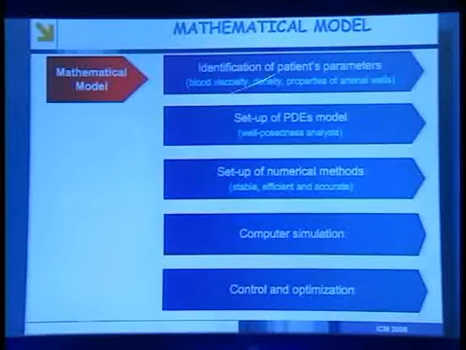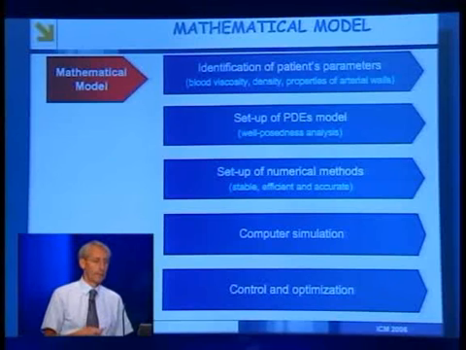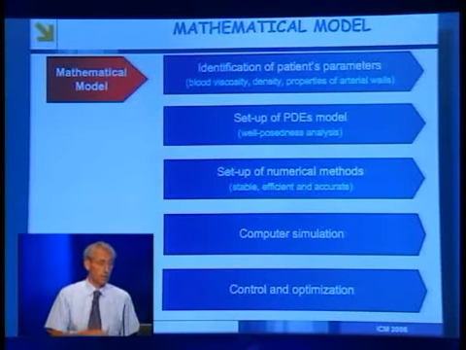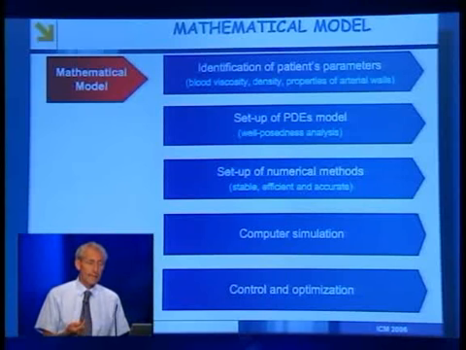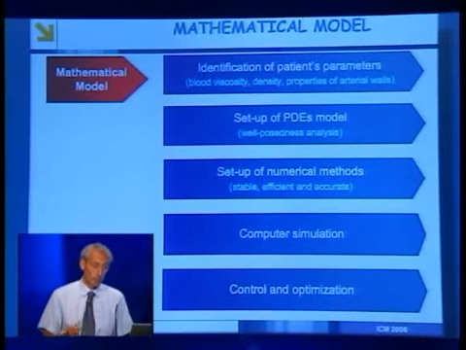Now we come to the mathematical model, which is the most essential part of my talk. For the mathematical model, you need first of all to identify the relevant parameters. You have to study a problem on a specific patient, and you want to see which are the parameters that most importantly affect the type of solution that you're going to have. So blood viscosity, blood density, and more generally rheological properties of the vessel wall, of the arterial wall, say.